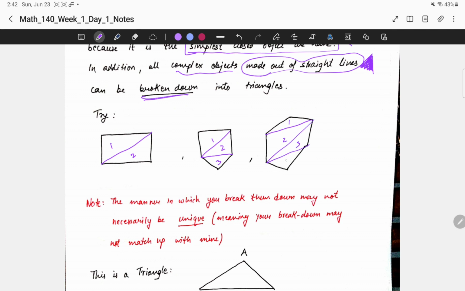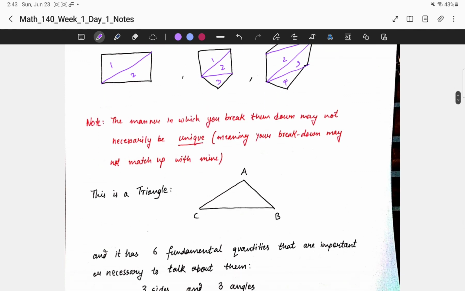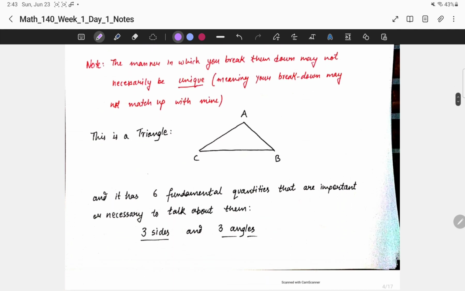four triangles. Now the manner in which you break them down may not be unique. So if I were to ask you to submit how you did all of these, your drawings may not match with mine or with your classmates. But that's fine, because all we are saying is that this shape is important because if you take complex shapes, you can break them down into triangles.